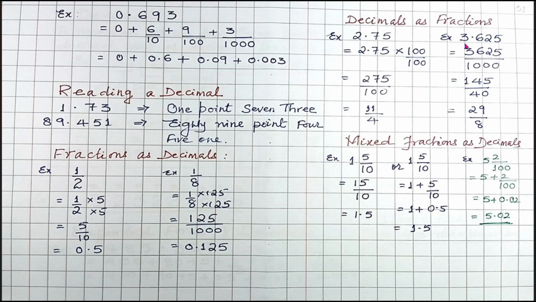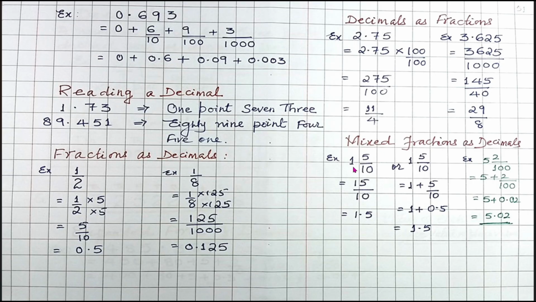Similarly, we get 11 by 4 by taking the HCF of 275 and 100 and dividing by the HCF. Now 3.625 is 3625 by 1000, because there are 3 places in the decimal part, therefore I have taken 3 zeros, that is 1000. When I simplify it by dividing 3625 and 1000 by the HCF, I get 29 by 8, and that is the fraction of 3.625. That is how we convert a decimal into fractions. Now, mixed fractions as decimals.